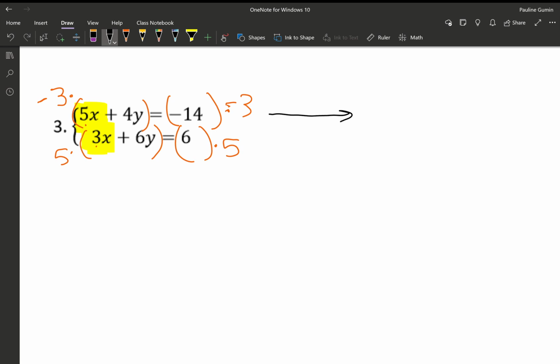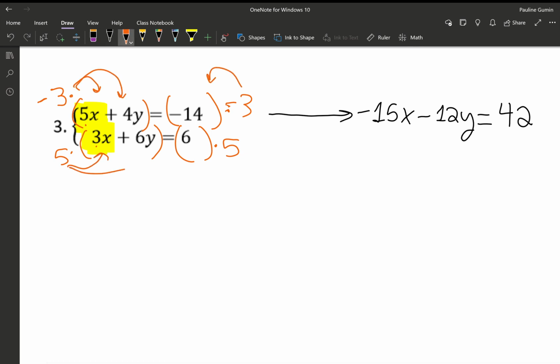Okay, let's see. Negative 3 times 5 is negative 15. Negative 3 times 4 is negative 12. And negative 3 times negative 14 is positive 42.